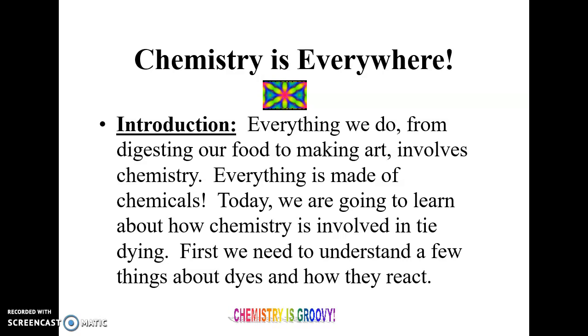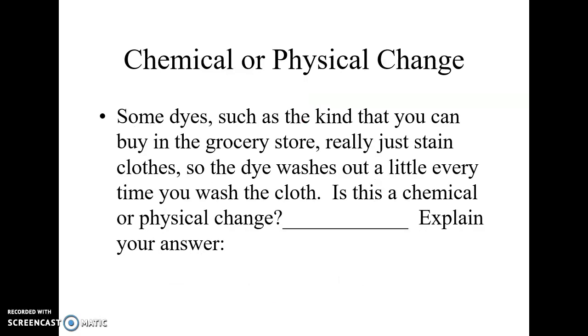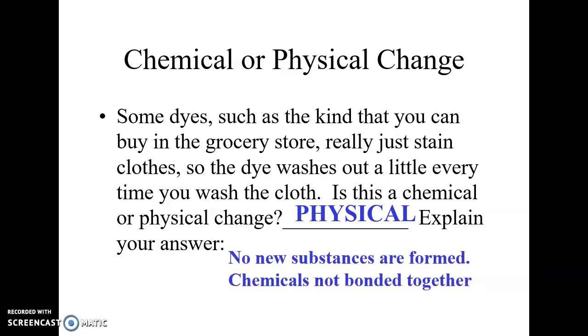So when we're doing tie-dye, there's definitely some chemical reactions taking place. Some dyes, such as the kind you can buy in a grocery store, like for your hair or for your clothes, you're just staining it. So every time you wash, it comes out a little bit. Like if you've ever done the Halloween hairspray dye and it comes out after a couple washes, that was not a chemical reaction because you're just temporarily coloring your hair. So there were no new substances formed. That's something that we've learned.